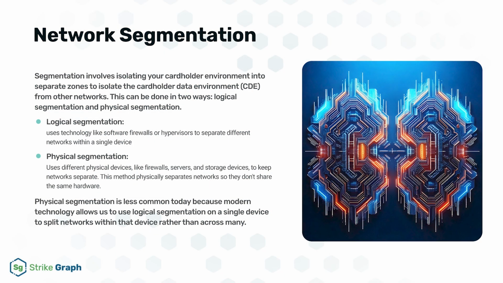Segmentation involves isolating your cardholder environment into separate zones to isolate the cardholder data environment, or CDE, from other networks. This can be done in two ways: logical segmentation and physical segmentation. Logical segmentation uses technology like software firewalls or hypervisors to separate different networks within a single device. Meanwhile, physical segmentation involves using different physical devices like firewalls, servers, and storage devices to keep networks separate. This method physically separates networks so they don't share the same hardware.